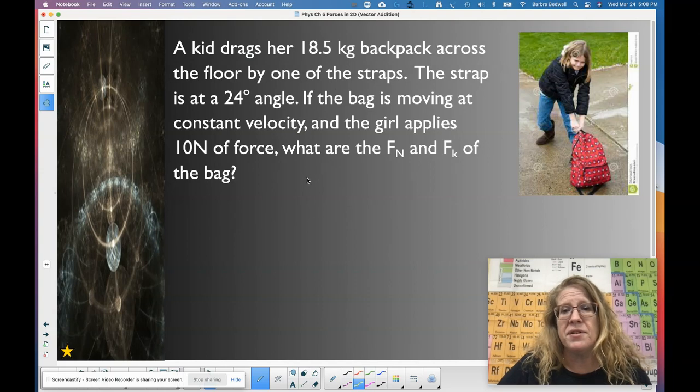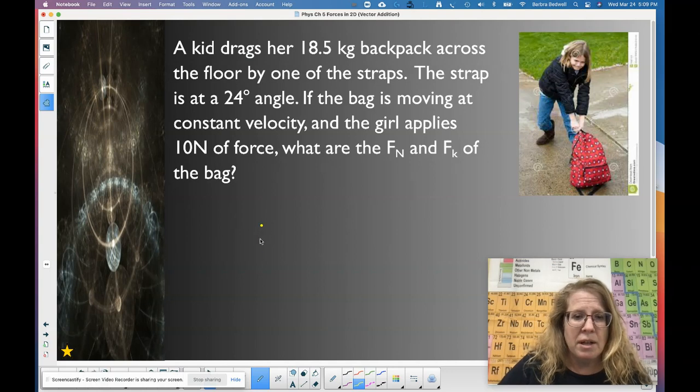So this is a little bit of a different situation. The strap's at a 24-degree angle. The bag's moving at constant velocity. Okay, constant velocity. And the girl's applying 10 newtons of force. What are the Fn and Fk of this bag?